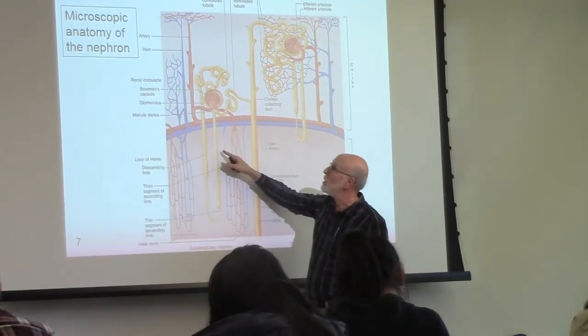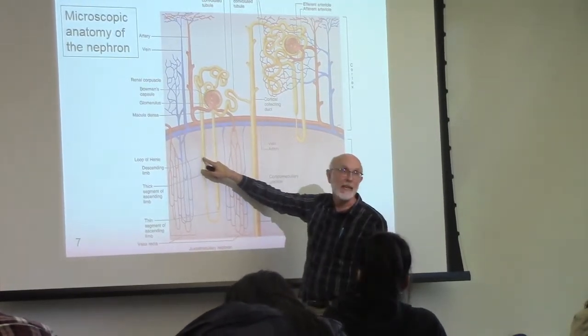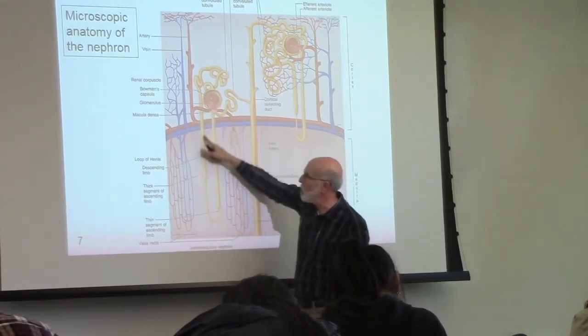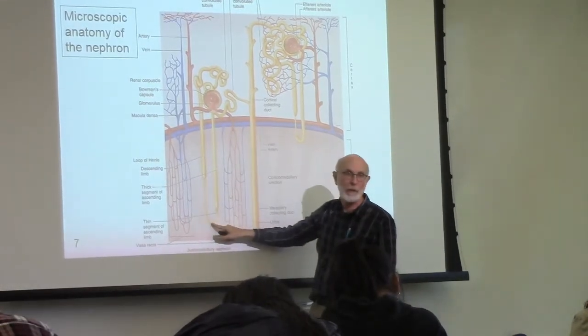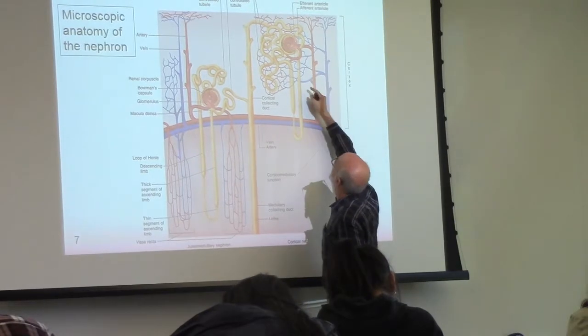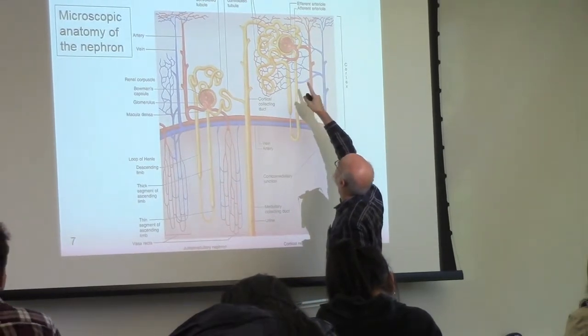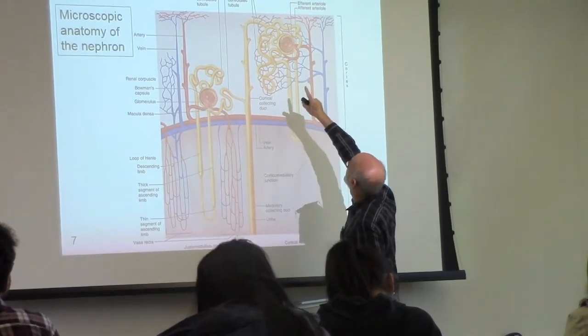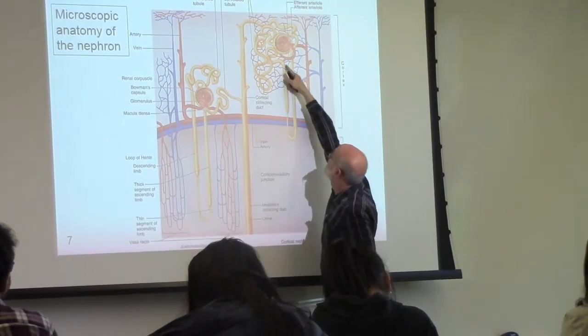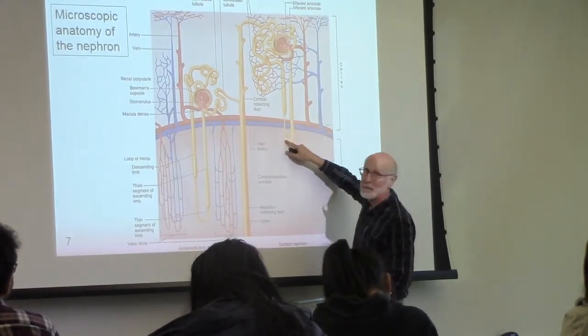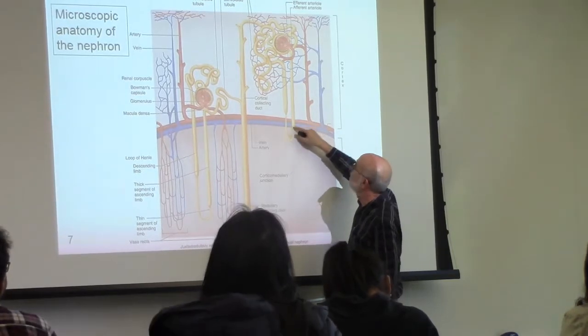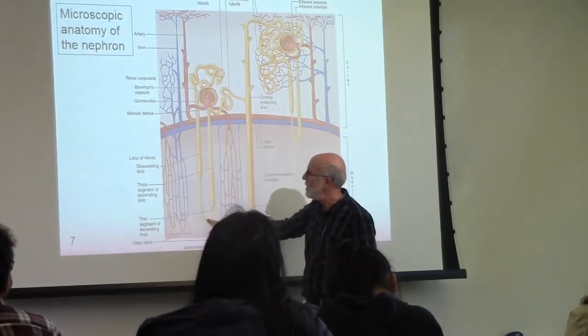And there are two parts of the loop of Henle. There's the descending limb, the part that's going deep into the medulla. Well, it's hard to follow the convolutions. Let's just say this is the descending limb. And so, descending limb and ascending limb.